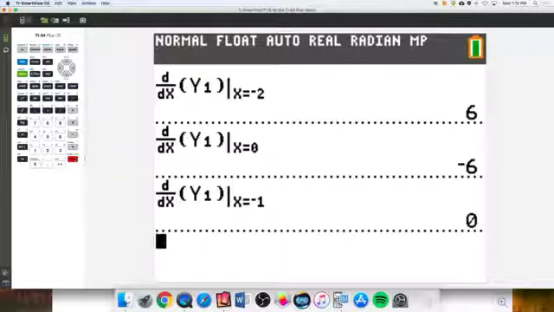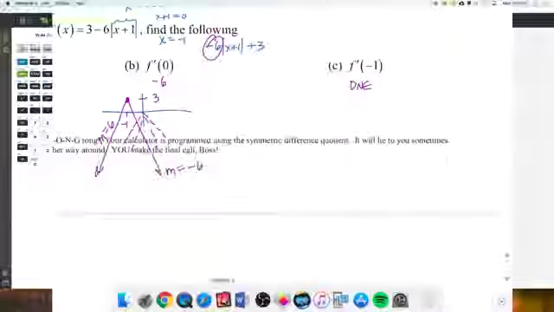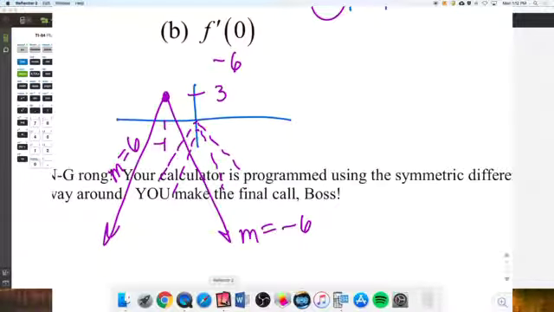0. Is that right? 0? If that were a parabola opening downward, the tangent line would be what? 0. But it should be DNE here because 6 doesn't equal -6. So why is your calculator telling you it's 0, which is obviously wrong?